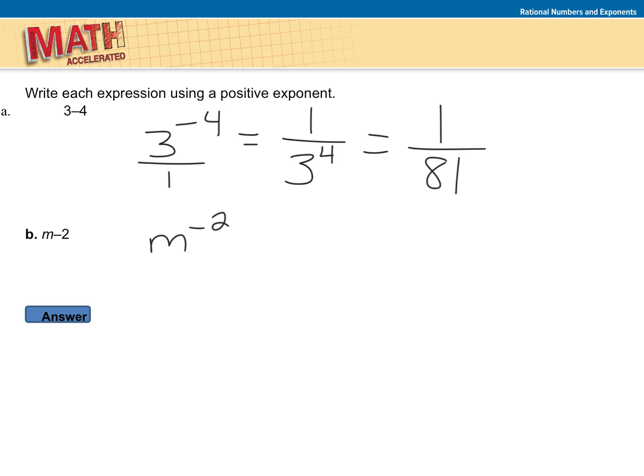Do we have to write that step down from 1 over 3 to the fourth, or can we just solve it? I write that step so I can see.